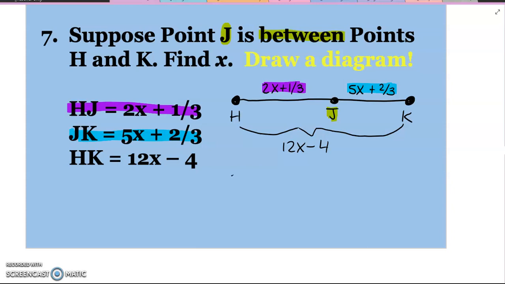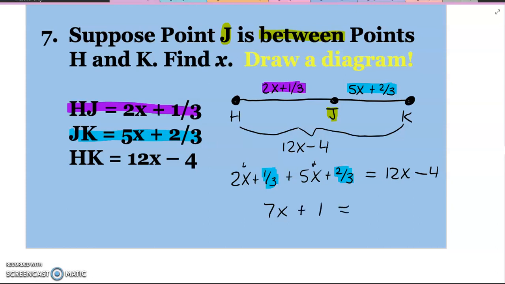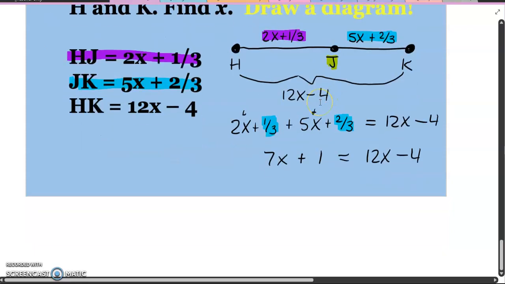So to set up our equation, once again, this is going to be part plus part, so the 2 little segments are going to equal the larger whole segment. And here we have it. As my first step, we need to combine like terms. So the 2x and the 5x will become 7x. And then we need to note here that 1/3 and 2/3 is actually going to give me an answer of 1. If it didn't give me a whole number integer, there are some other equation tactics we can use, but we don't have to worry about that for this one.